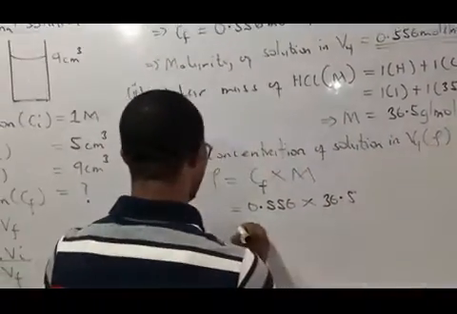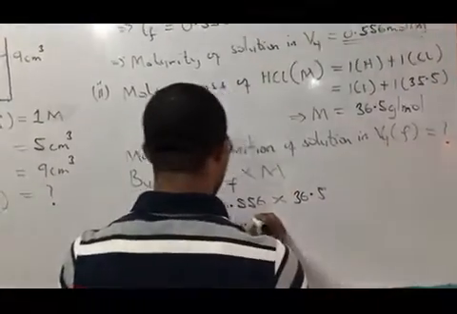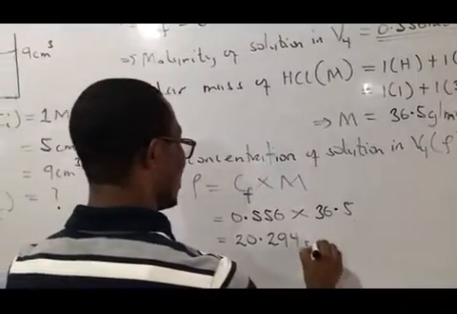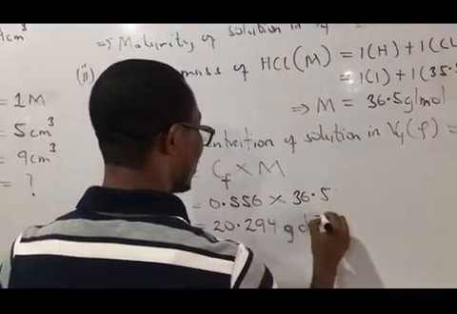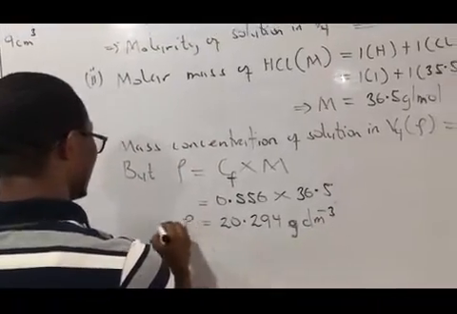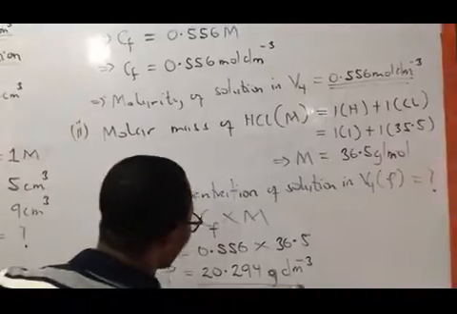And that will give you 20.294. The unit of mass concentration is gram per dm cube. Okay, so that gives you your answer.